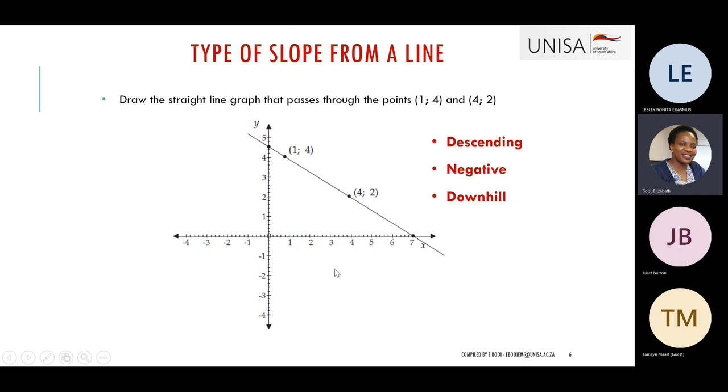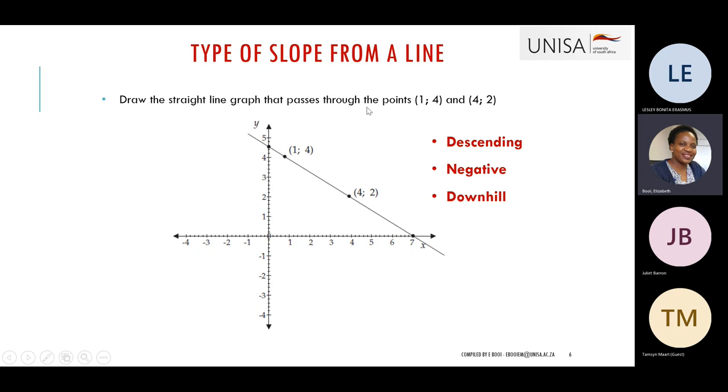What I'm referring to is a set of axes, which we call a Cartesian plane, which is made up of the arrow that goes up and the arrow that goes horizontal. These are called the y-axis and the x-axis. At the bottom here, we have an x. The line that is horizontal, we call the x-axis. The line that is vertical, we call the y-axis.